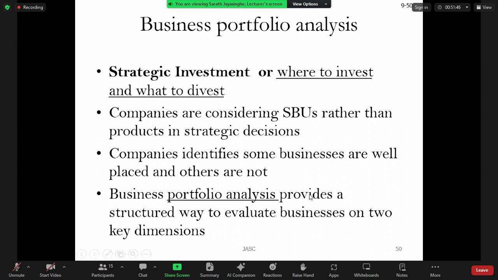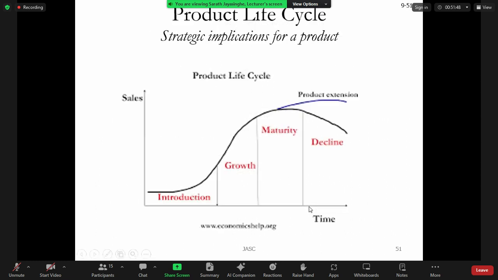Right? Business portfolio analysis. I think you can remember this product life cycle. Can you remember this product life cycle? Can somebody just explain this? What is this?